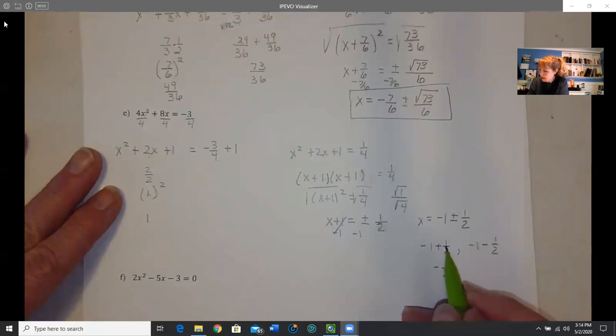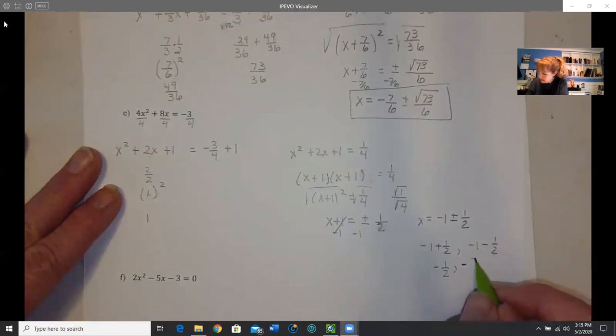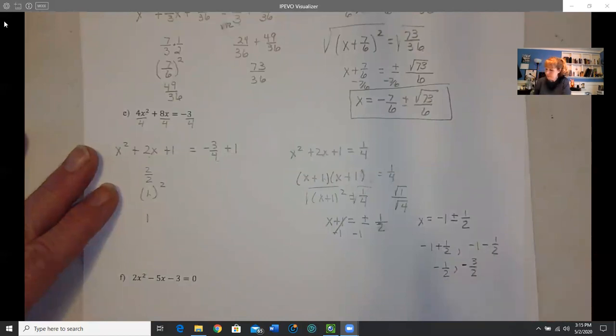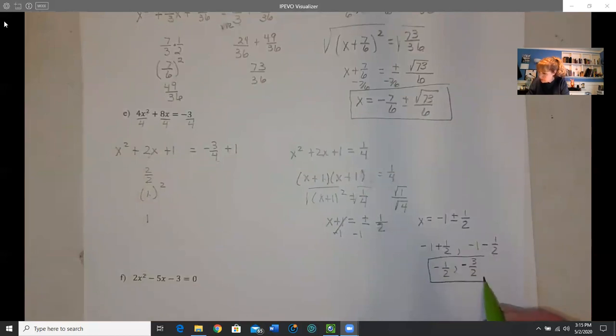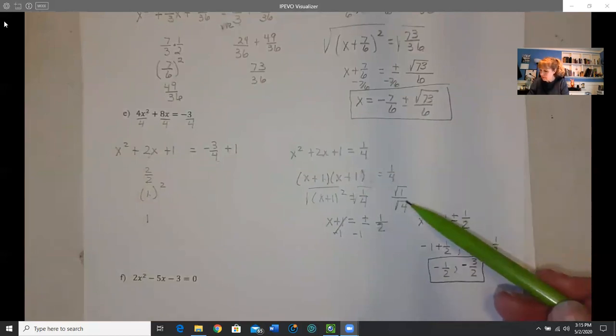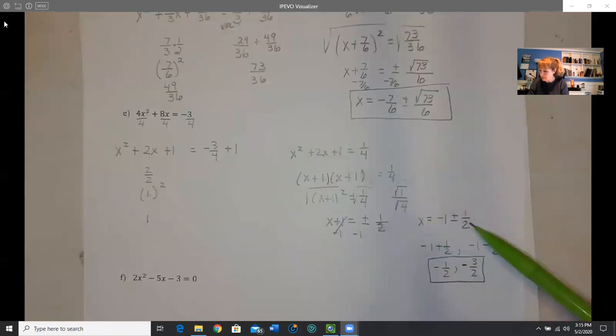Negative 1 plus 1/2 is a negative 1/2, or negative 1 minus 1/2 is a negative 3/2. So this is your answer. If for some reason, when you do your plus or minus, all the radicals drop out, you'll be able to simplify it further because you don't have a radical there. You don't have to stop. You can keep going. So keep that in mind.